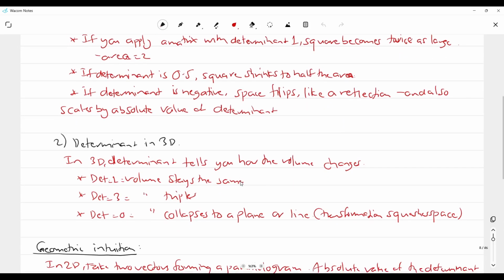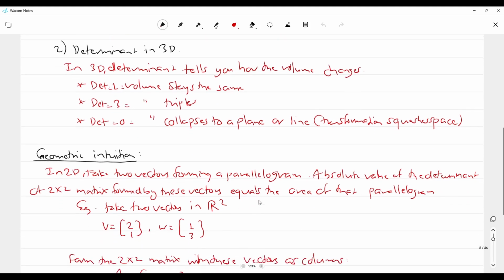Now think in 3D. Imagine a cube. The value of the determinant tells you how its volume changes. If the value is 1, the cube keeps the same volume. If the value is 3, the cube's volume triples. Or if the value is 0, the cube collapses into a plane or a line. That last one is important. If the value is 0, the transformation squashes space, meaning you lose a dimension.